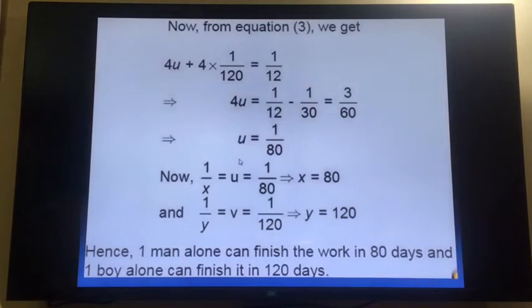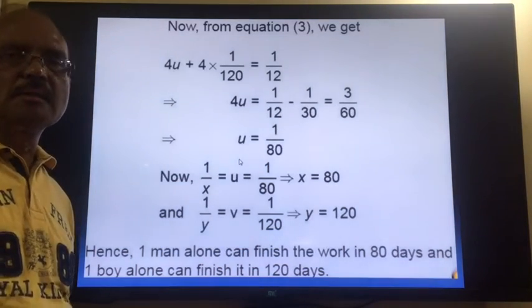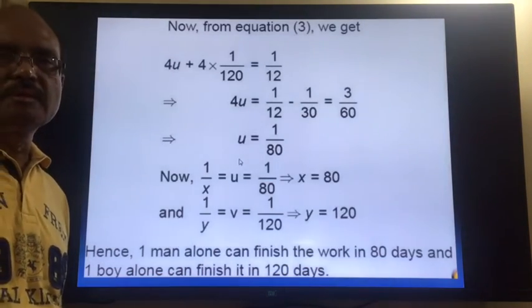So in all these questions the method is always to find out 1 day's work of one person and 1 day's work of all persons, and then frame the equation. It will be easy for you.